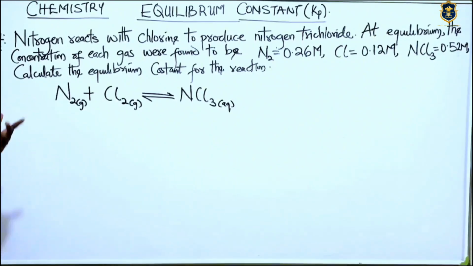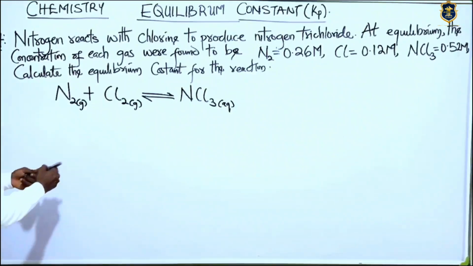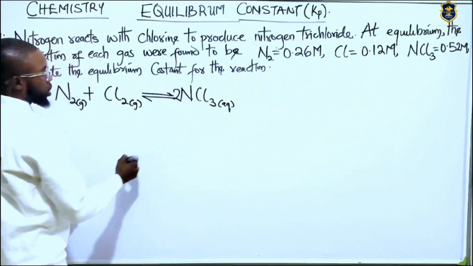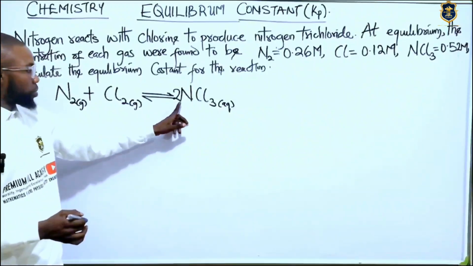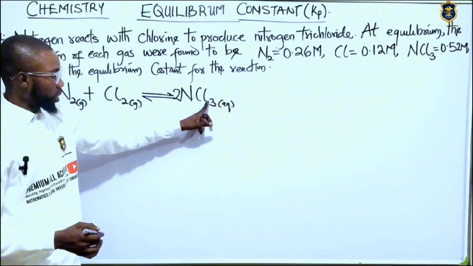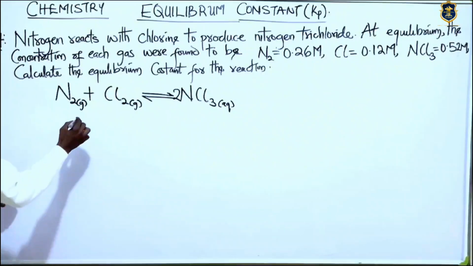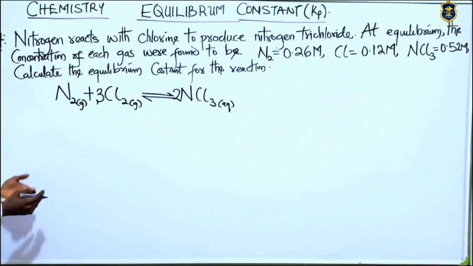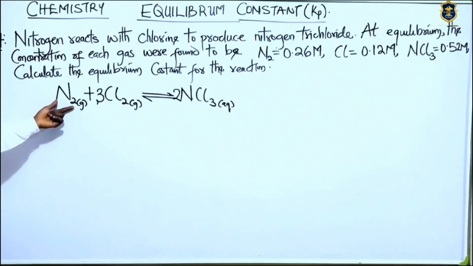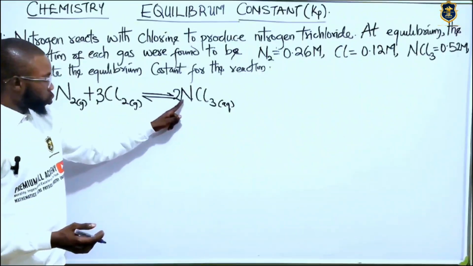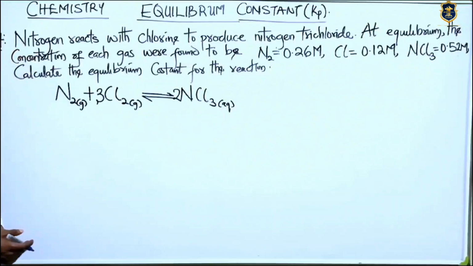In this case, we know it's not balanced, just by looking at it. So how do we balance this? We have 2 nitrogen here, so I'm going to put 2 here. Nitrogen is balanced, but chlorine is not, because 2 times 3 gives me 6. Then I have 2, so what I have to put here is 3. Finally, it's balanced: 2 nitrogen, 6 chlorine, 2 nitrogen, 6 chlorine. I told you I have a complete video on this. So let's continue.